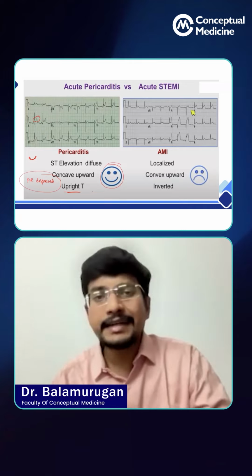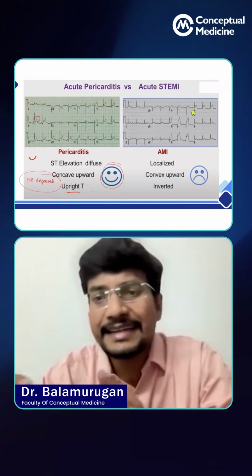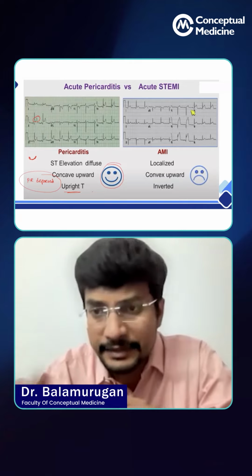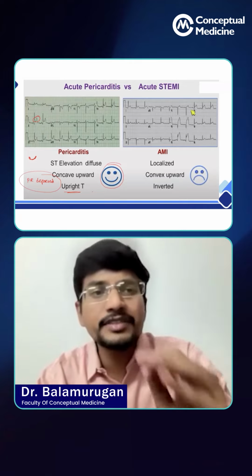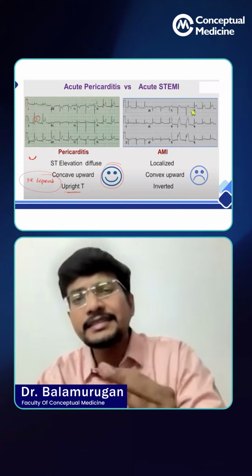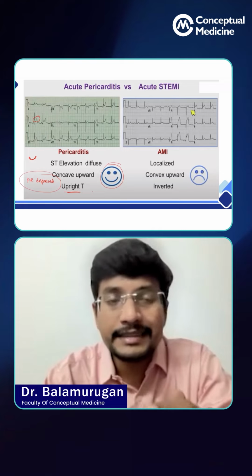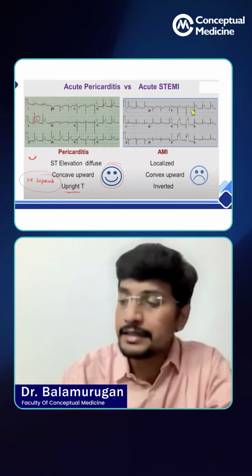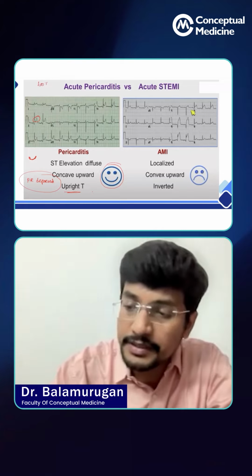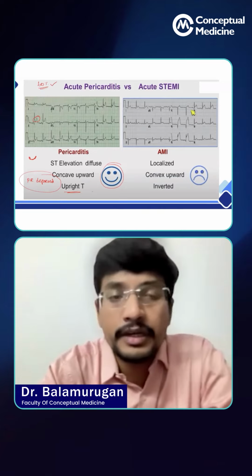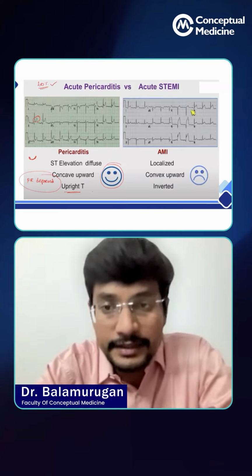Okay. See, technically speaking, pericardium is electrically silent, electrically inert. So whenever you have these ECG changes, it means that there is concomitant myocardial involvement. Okay. So classically, these ECG changes are seen only in 60% of patients. 60% of patients only have these classical ECG changes.